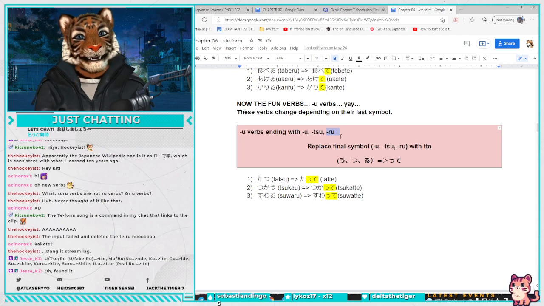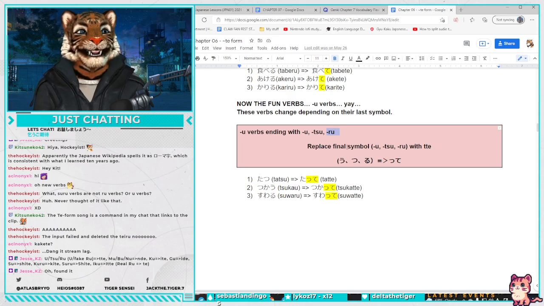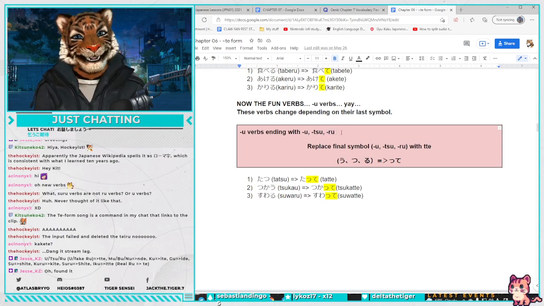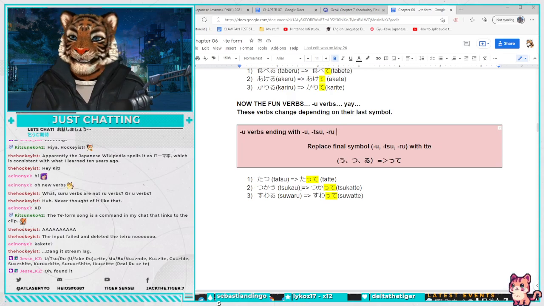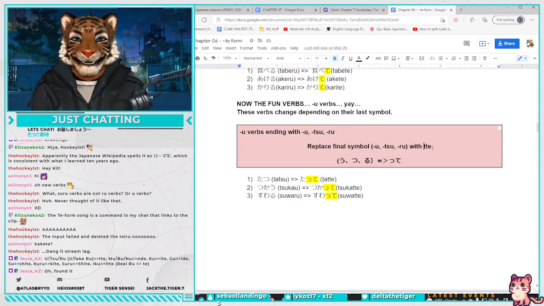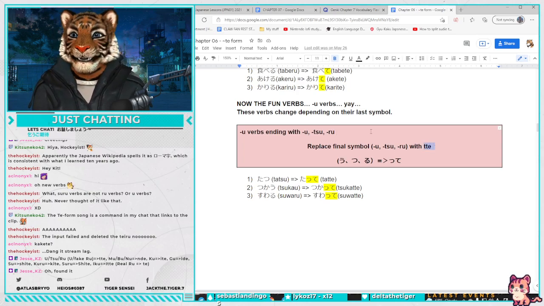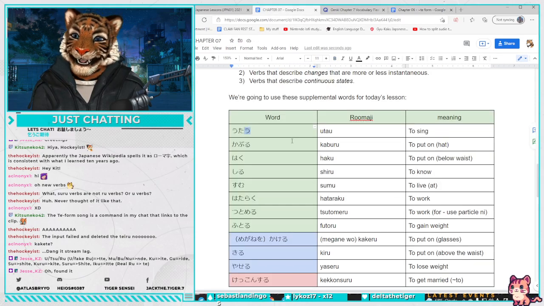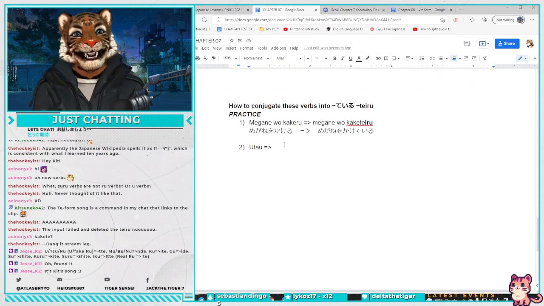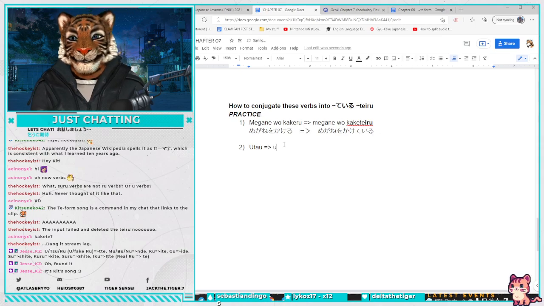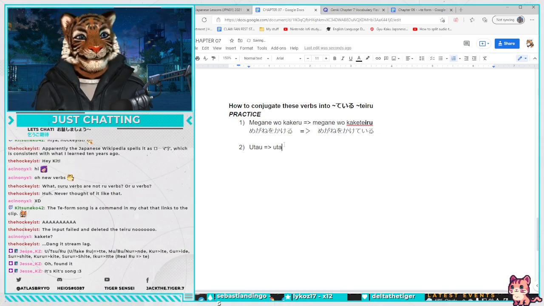Oh, look, Jesse, you got it. Cool. I like how it's fake ru. So it turns into te. We add the double consonant T with E. So te. If that's a rule, then what happens to utau? What do we make it? Uta what?